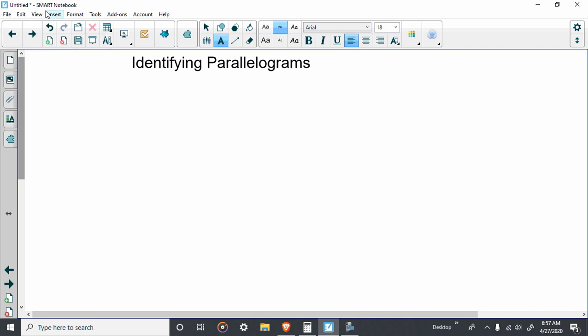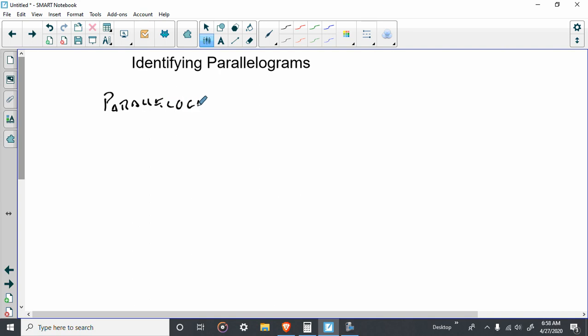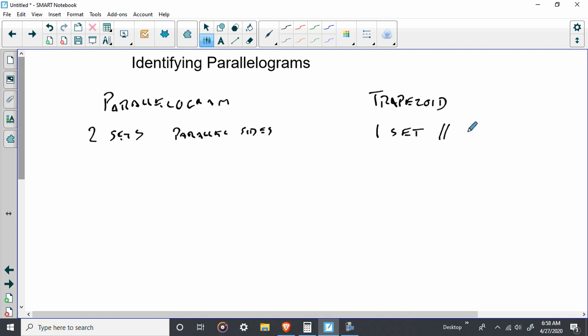So we're going to be identifying parallelograms. Let's just real quick, how do we know if something is a parallelogram? Well, parallelogram, okay, and what I'm going to compare to over here is a trapezoid, because that is kind of like the closest thing we have. Because if it's got some of the characteristics of the trapezoid, it might be a parallelogram. But remember, a parallelogram has two sets of parallel sides. A trapezoid has one set of parallel sides, okay?